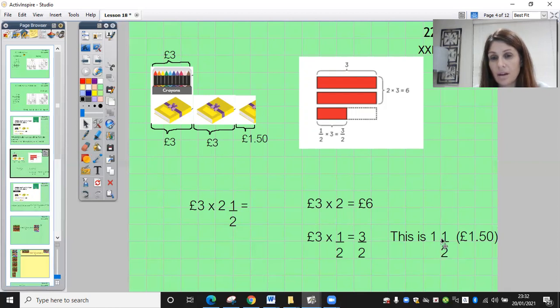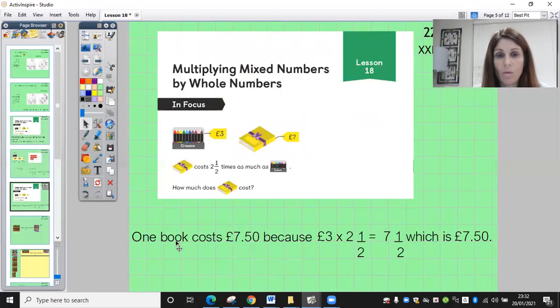Okay, so if we're thinking about that, that would be £1.50. Right, so we've got, in fact, £6 and £1.50, which gives us a total of £7.50. One book costs £7.50 because 3 multiplied by 2.5 is actually equal to 7.5, which is actually in money £7.50. We don't say a half a pound, really, do we? We say £7.50, £7.5.